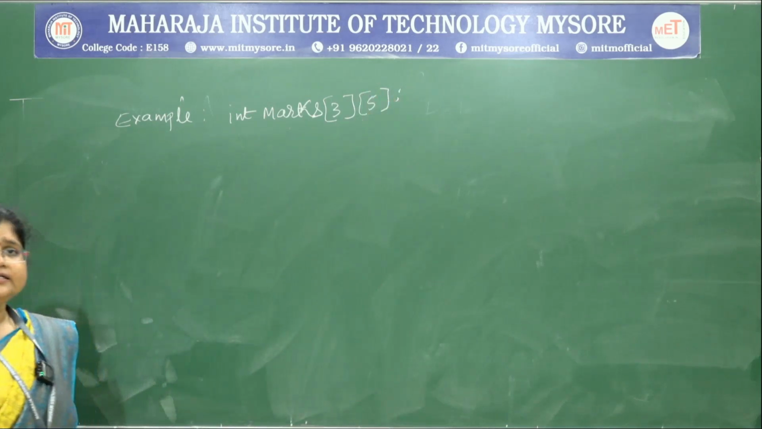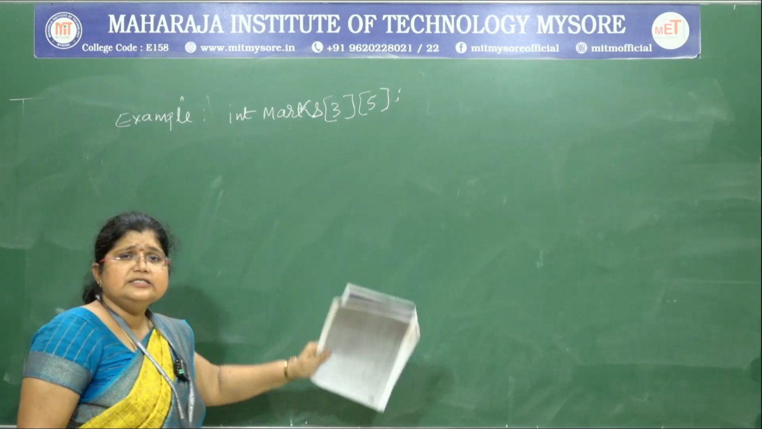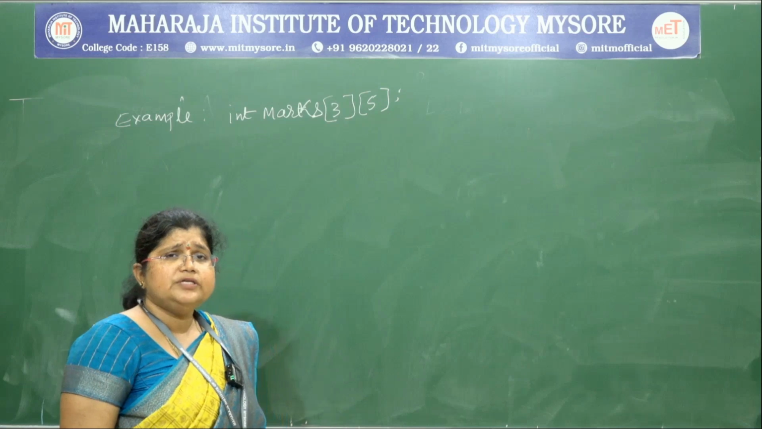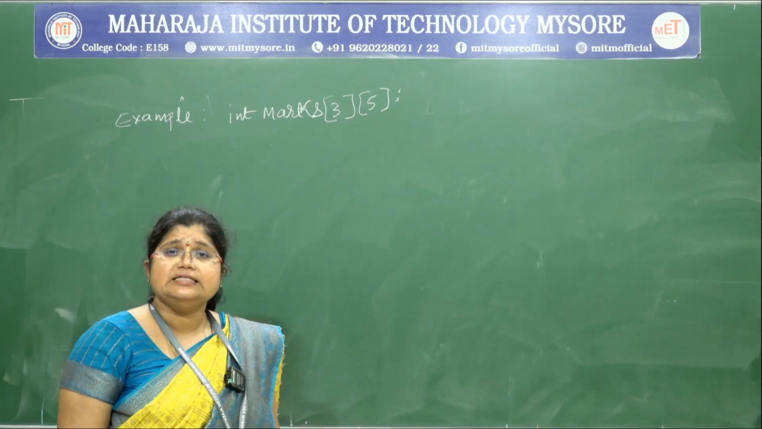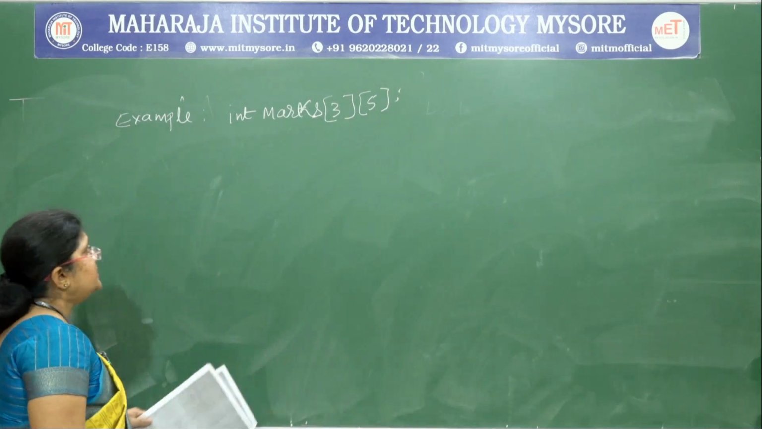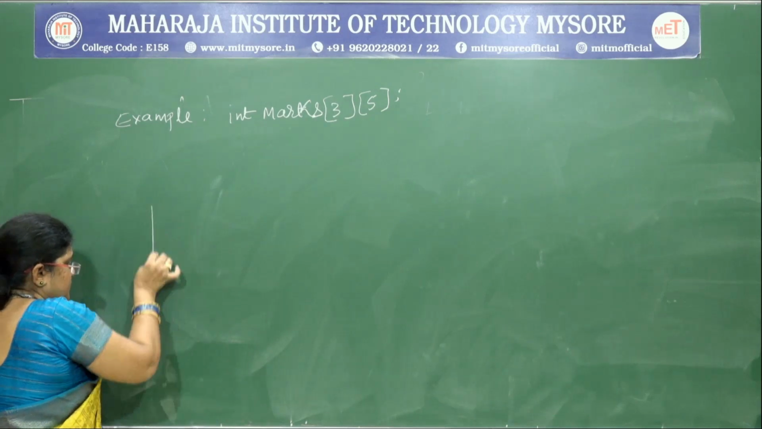So, this indicates the size of the row is 3 and the size of the column is 5. Now, in memory, how is this going to be represented and how is the subscript assigned for these particular rows and columns? Let us look at this example with the rows and columns.